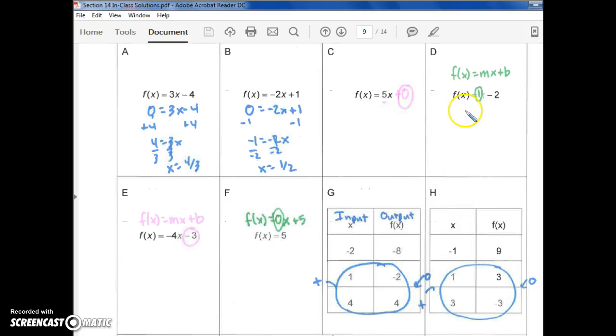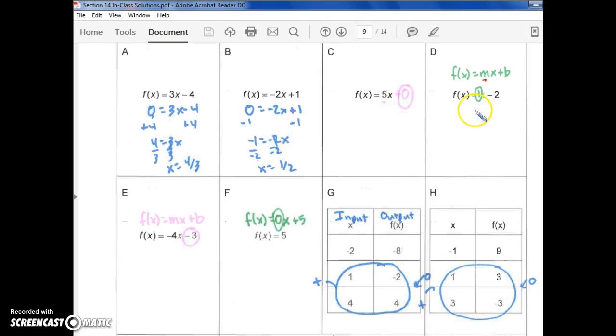Again, if we have a function rule, that's cool because the function rule, f of x equals mx plus b, that structure tells us exactly where the slope can be found. The slope is m, and it's that number directly in front of x. So this question right here said f of x equals x minus 2.